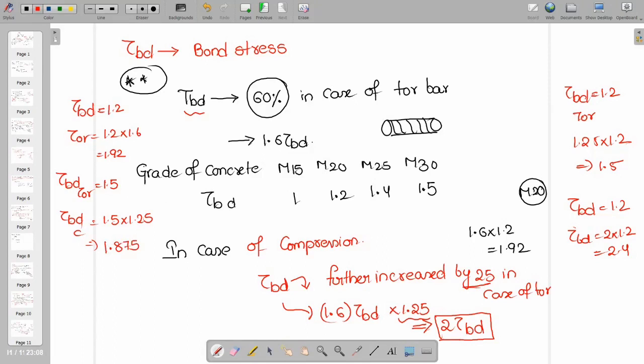See, students, you have to understand this simple mathematics. Next thing, in compression it will be doubled. In compression it is doubled. Sir, if comparison is required there.